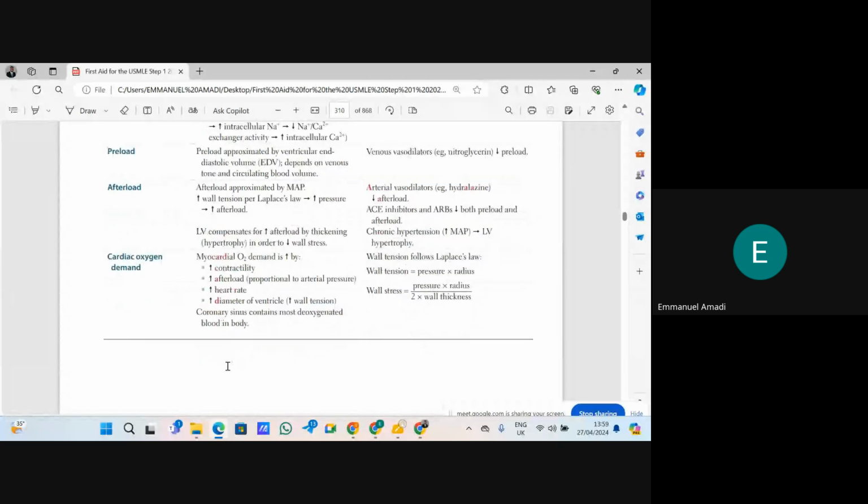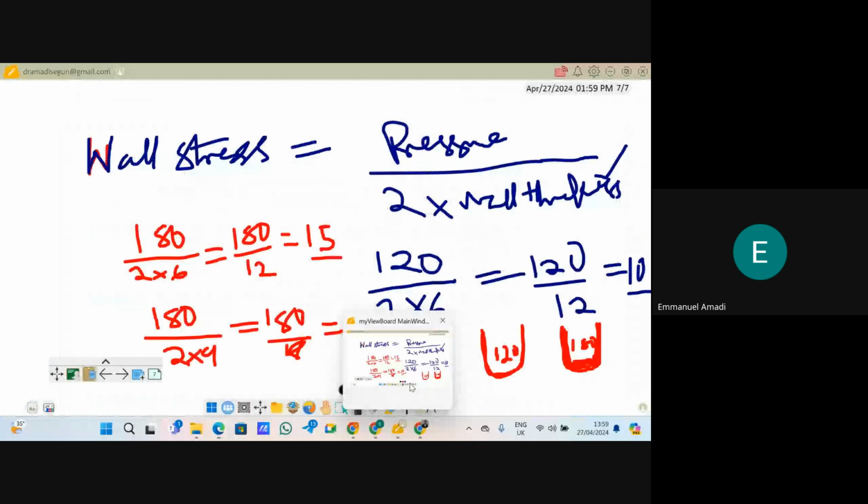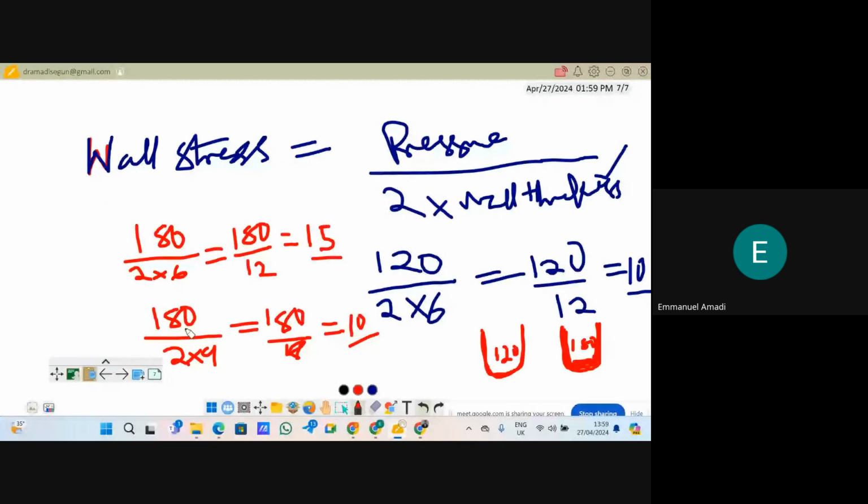Now let us move on. Now we start doing calculations. That is the next thing we'll start doing. Let's start with stroke volume. We look at ejection fraction. So let's come to the whiteboard. I do a lot of teaching at the level of the whiteboard.